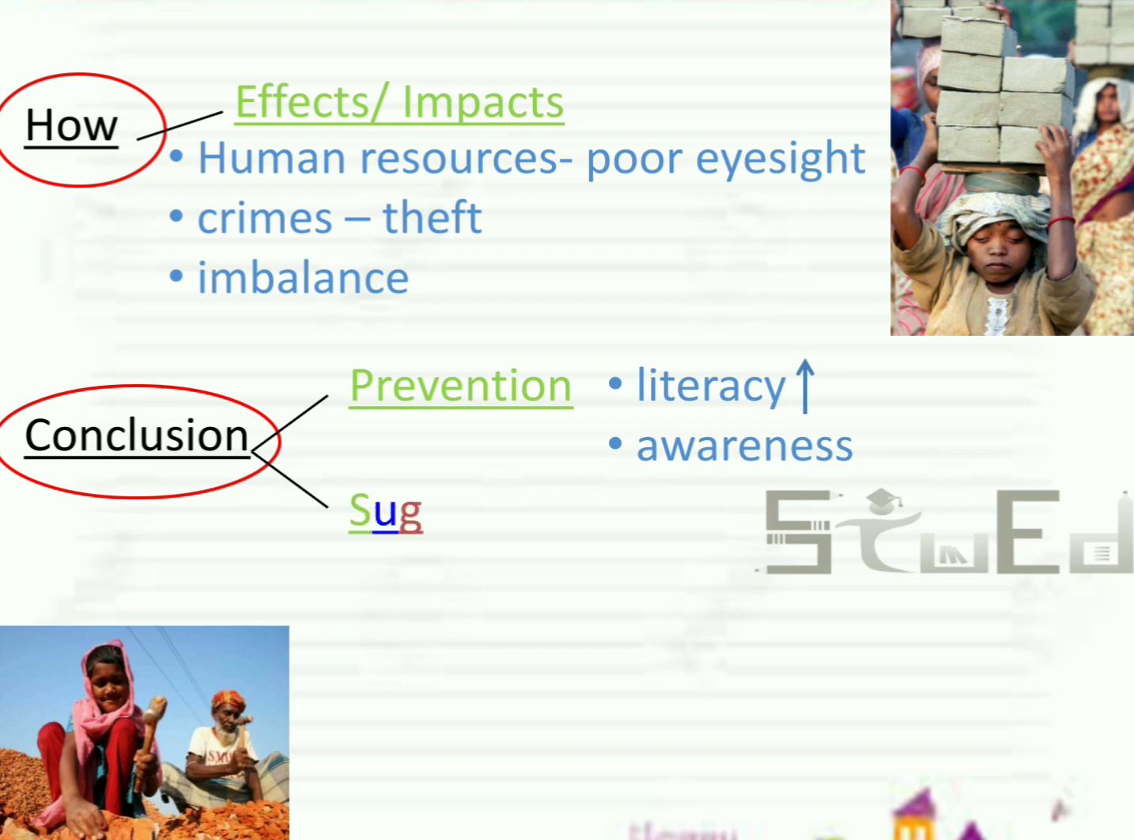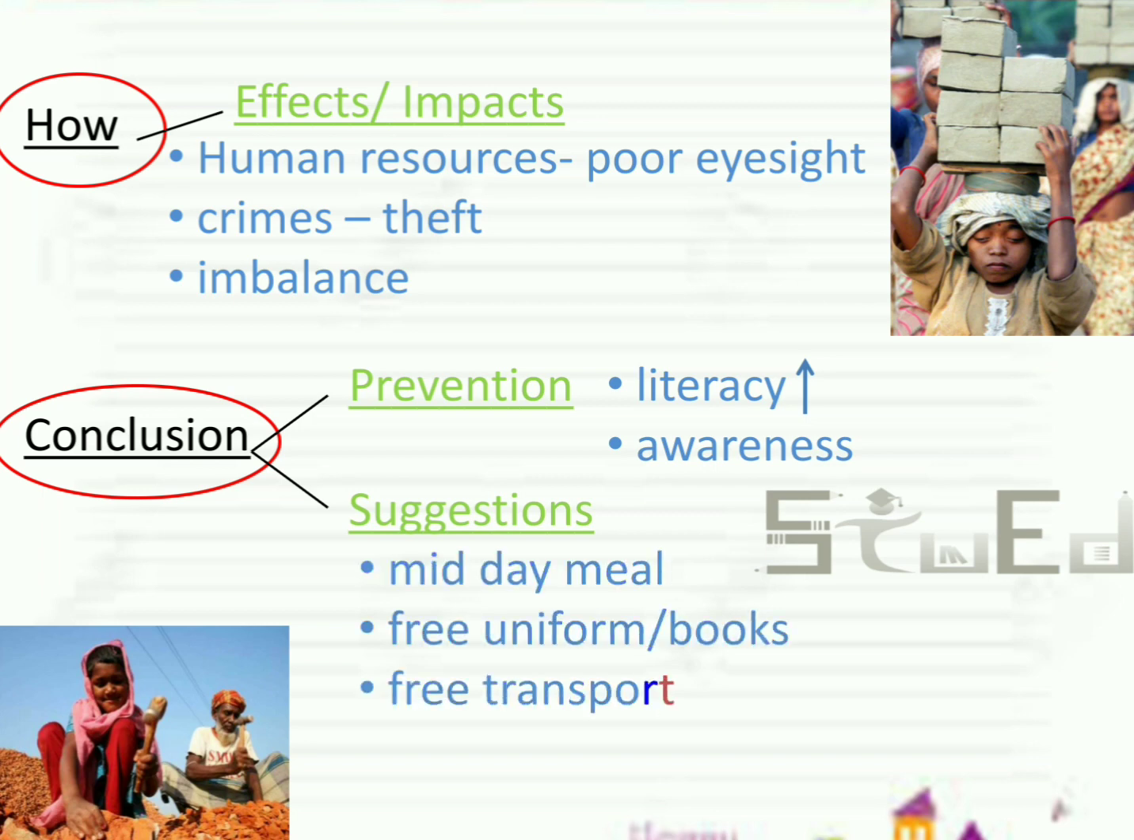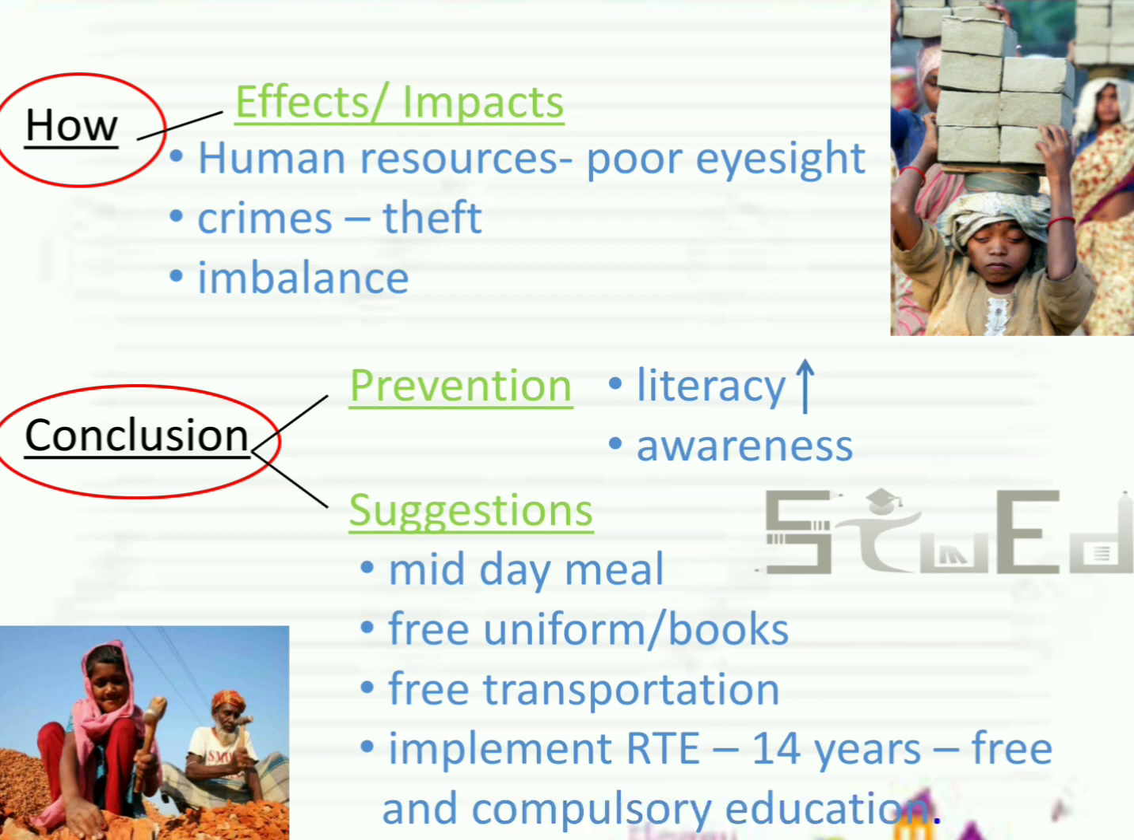In suggestions we can give them some suggestions like government should provide midday meal and free uniform or books to children. Now the thing is that poor people send their children to work because they don't have enough money to feed themselves or to send their children to school. Okay, so government can take these basic steps, and they should provide food during the school hours to children. Okay, and free uniform and books for students.